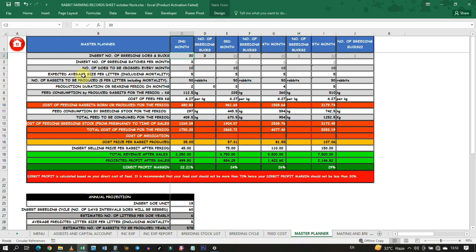Then expected average size per litter, including mortality. So how many are you expecting each rabbit to give birth to, even after some have died? How many do you expect each mother to be nursing? Now, research has shown that 5. If you play your cards well, you can get 6 per rabbit. Oh, and sometimes if things don't go well, you may end up with 4. I've seen 4 a couple of times.